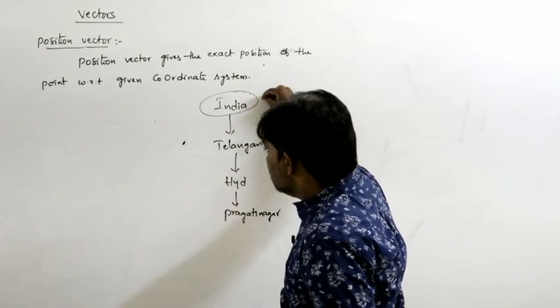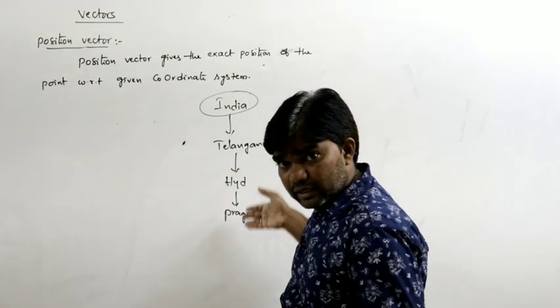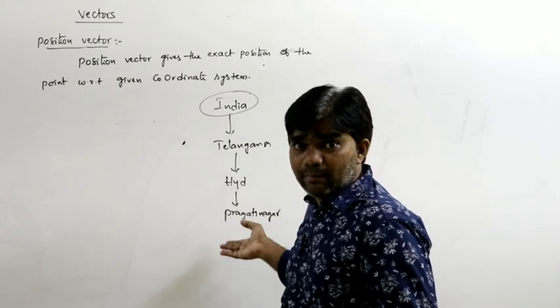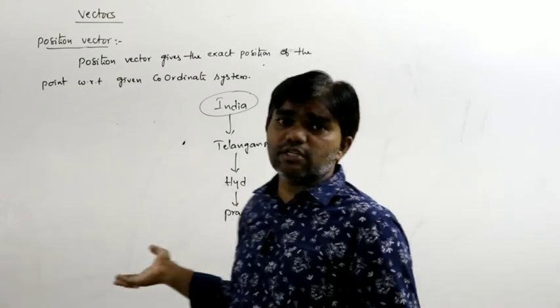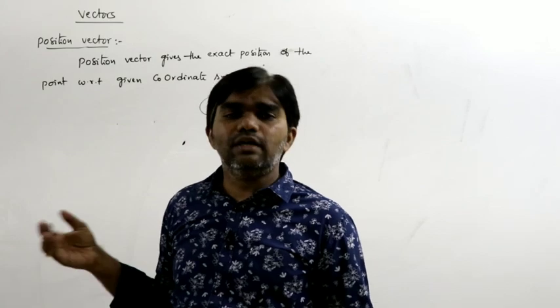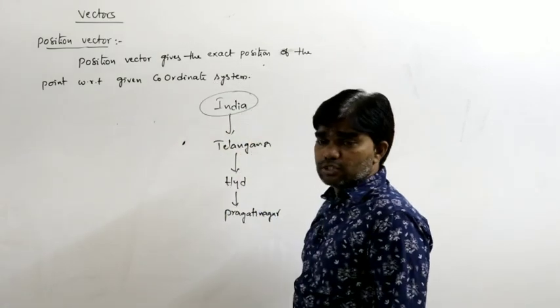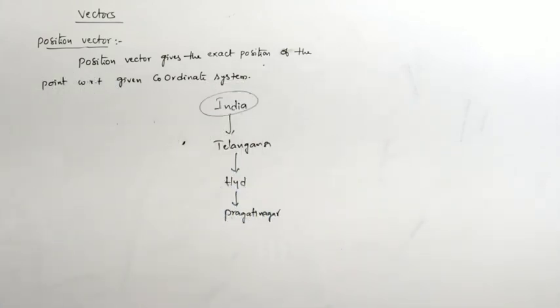So that means India. In that India, Telangana is one of the states. In that Telangana, Hyderabad is the capital city. In that Hyderabad, let us say it is Pragati Nagar. That is the situation. So this is the position vector. This is how to find the position.